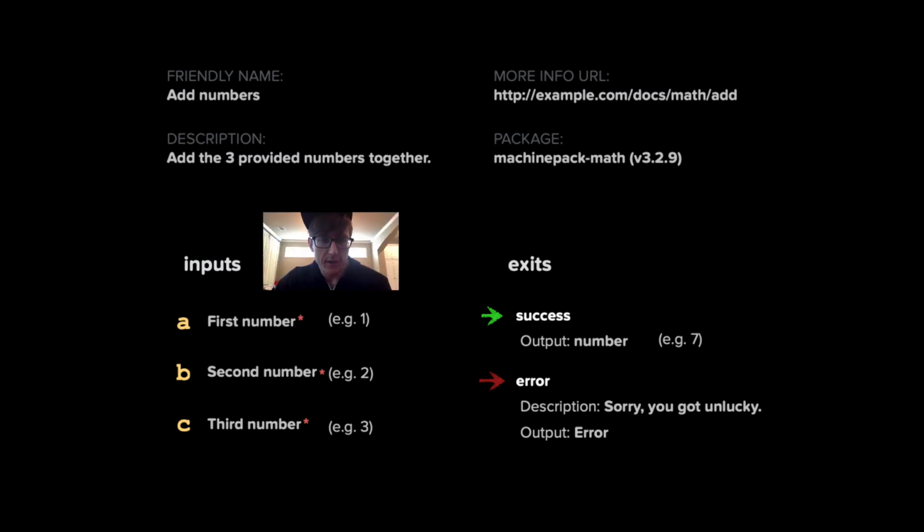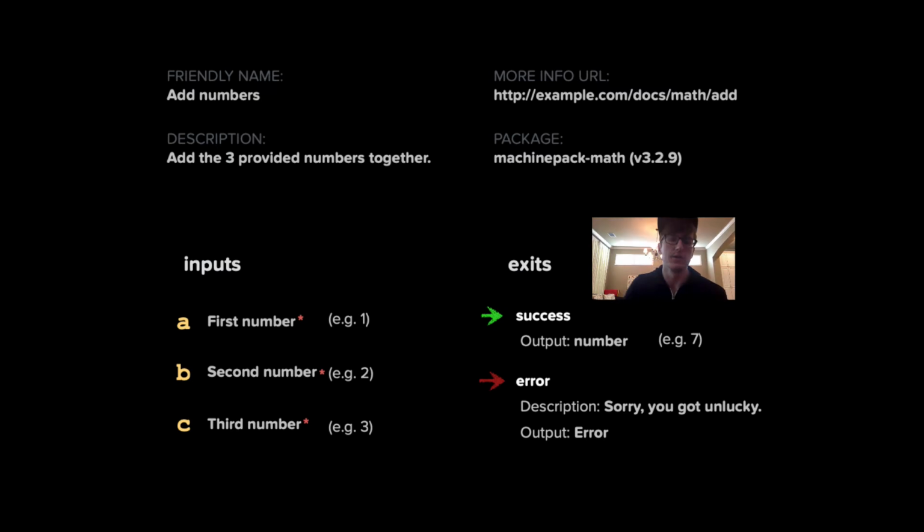And then there's the inputs, and we might say what each one is. We might give it a short little noun phrase, like first number, second number, third number. We might indicate whether it's required or not. And then we have our exits. We have our return value, which is a number like 7, and then we have an error, which happens half the time, which is that you got unlucky.